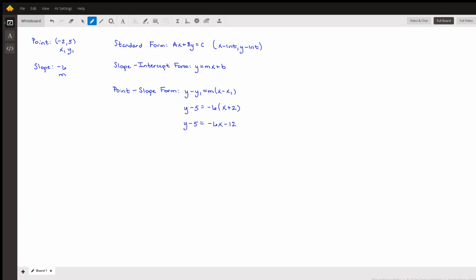Now what I can do is simply add the 5 over to the right-hand side. So if I add 5 to both sides, right, long bar, show our operation line. And then I always suggest that students show their cancellation. So let's get rid of those 5s. Now what I have left is just y equals -6x minus 7. And this is officially in slope-intercept form.